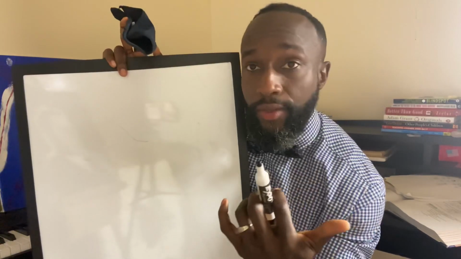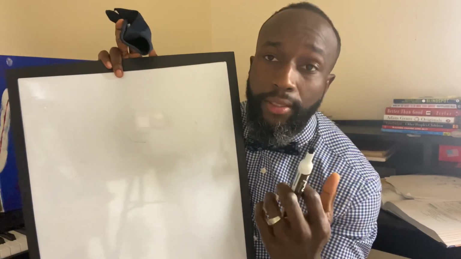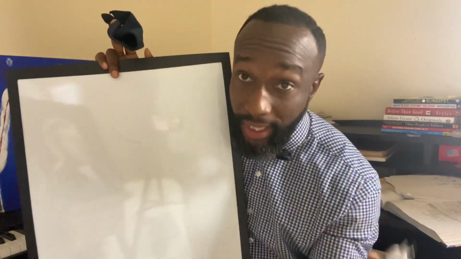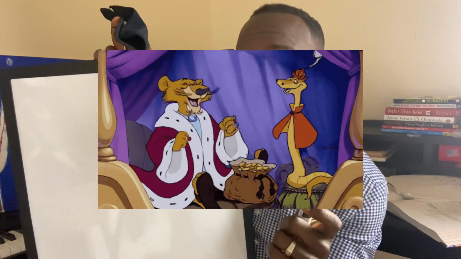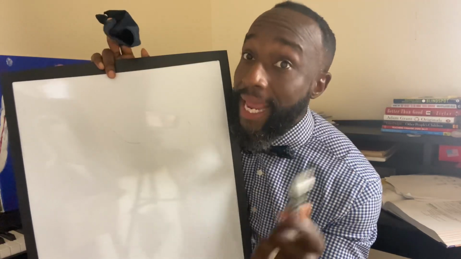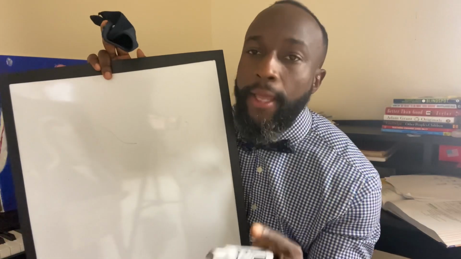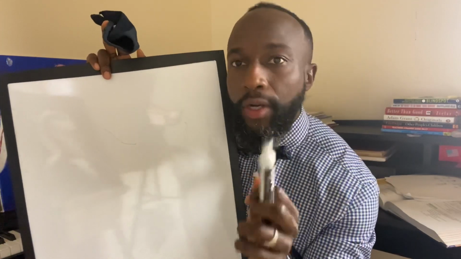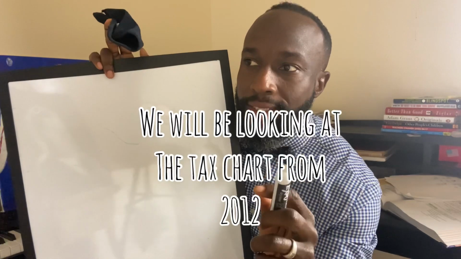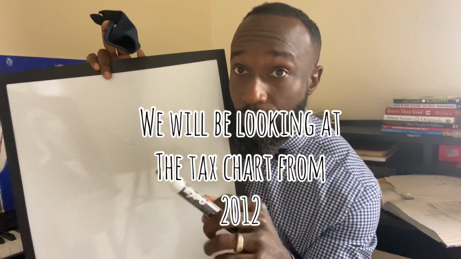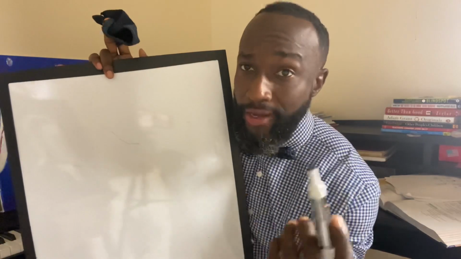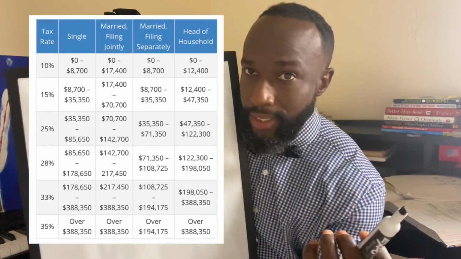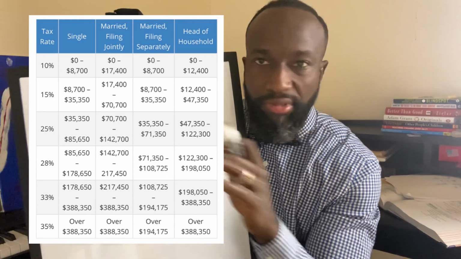Today we're going to compute our federal income tax. In the previous video, we talked about figuring out what our taxable income was, and now we're going to take our taxable income and figure out how much we have to pay in actual federal income taxes. Here is your disclaimer: we're going to be looking at the marginal tax chart from 2012, which is significantly different from now, but you'll get the idea of how you do it. So let's just dive into it.